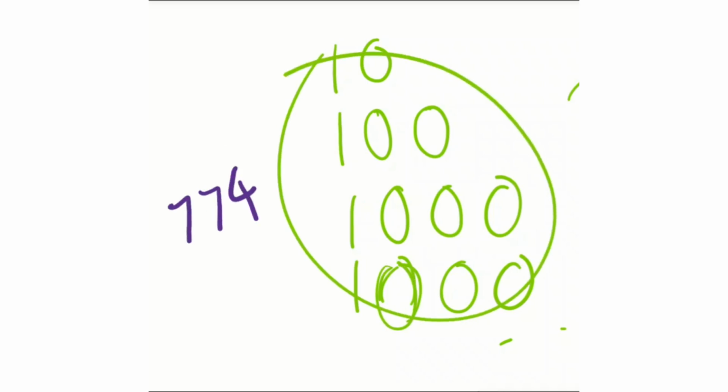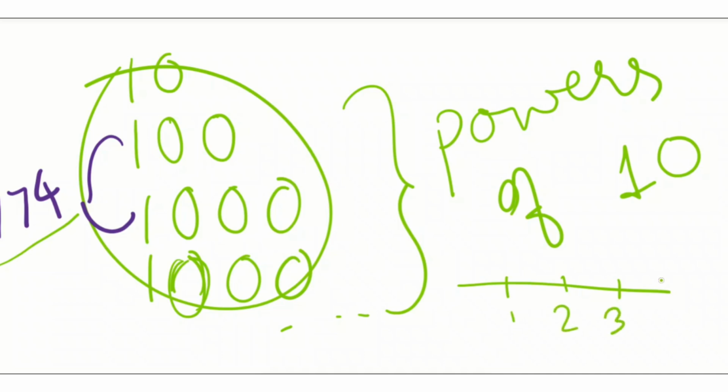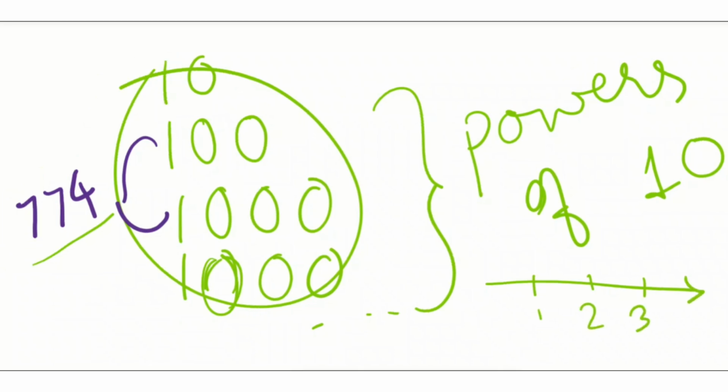So, out of these, 774 is placed between 100 and 1,000, right? If we have to place 774 on the number line, it will be placed between 100 and 1,000, which means 774 is greater than 100, but it is less than 1,000.